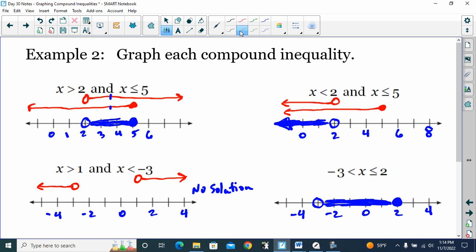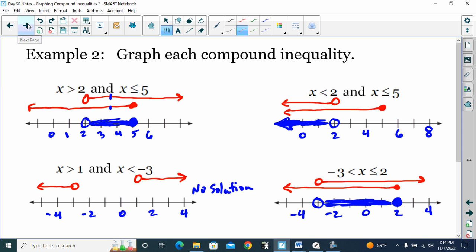If you wanted to do it where we drew up above, notice the x is bigger than the -3. The x is smaller than the 2. And notice our overlap of those 2 is in the middle there.